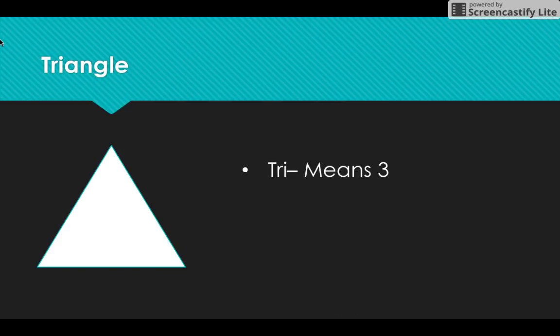The prefix tri means three. For example, you have a tricycle, which has three wheels, or a tripod for a camera that has three legs. Therefore, a triangle has three sides and it has three angles. The angles are the corners where the sides meet.